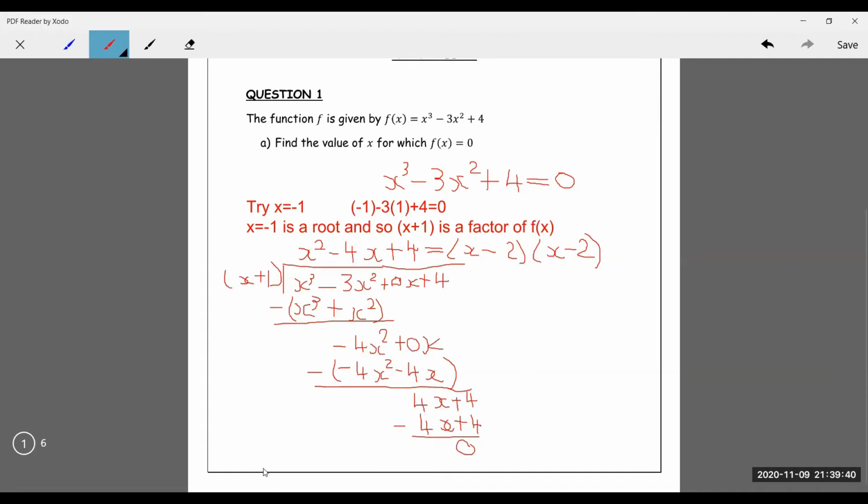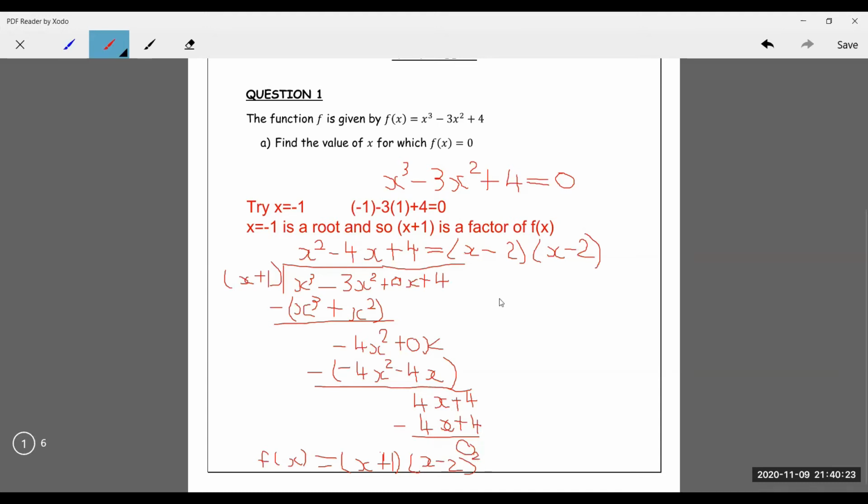How do I know that? Because in the final phase, when we factorize it, f of x is x plus 1 times x minus 2 all squared. So that's f of x. The factors are x plus 1 and x minus 2, so x minus 2 all squared.